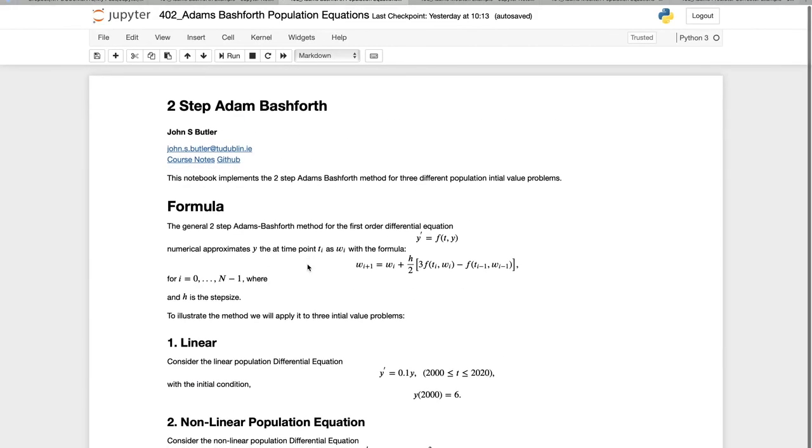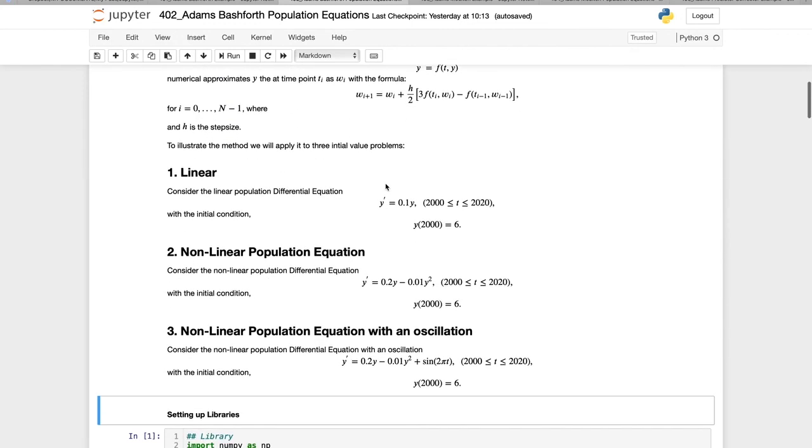In the following notebook, I implement the two-step method for three different types of initial value problems: a simple linear one, a non-linear one, and a non-linear one with a time component. And you can have a look at that as well to see how it is implemented.